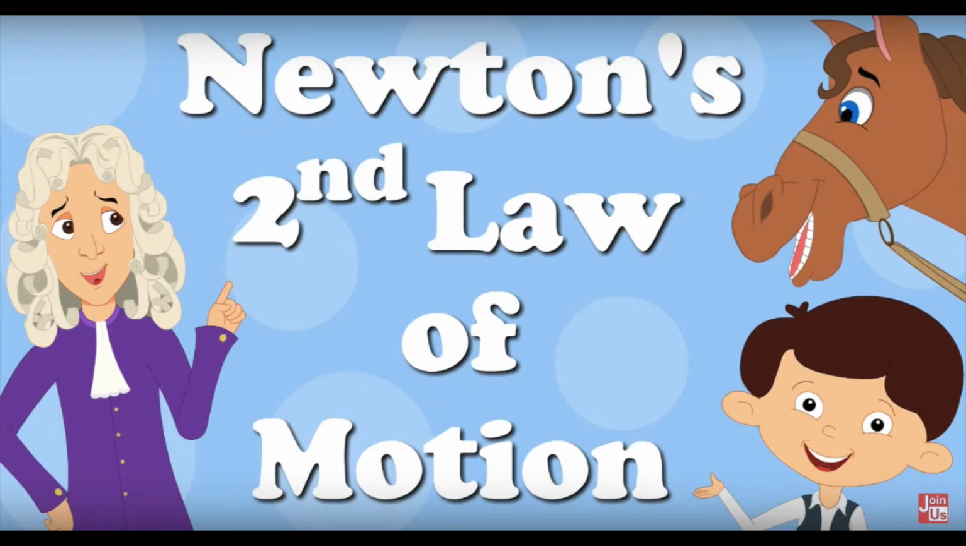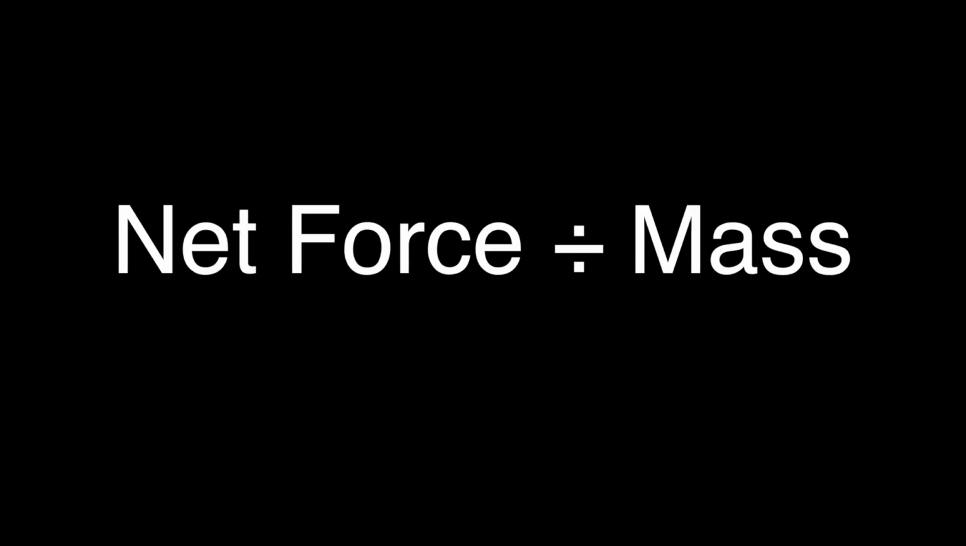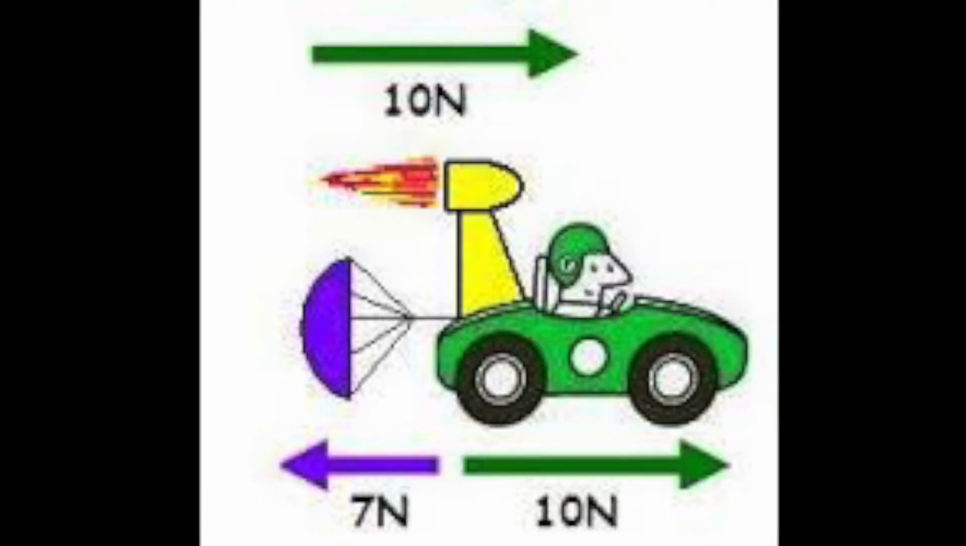Newton's second law of motion states that acceleration depends on the object's mass and on the net force acting on the object. Acceleration is net force divided by mass. To increase the acceleration of an object, you will need to increase the net force or decrease the mass.